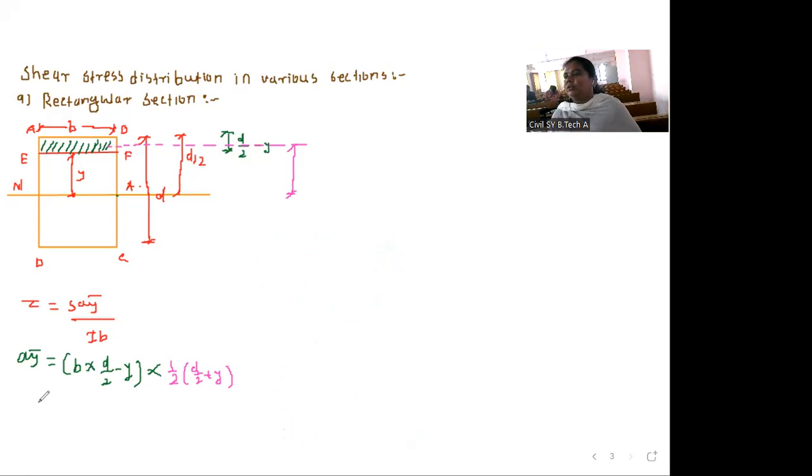How will we calculate it? We will multiply by this. So A y bar is equal to b divided by 2, in bracket, this d into d square. This 1 by 2 we have taken common here. 1 by 2 divided by this 2 into 2, 4. After that, this minus y into plus y, minus y square. Up to this point, anybody having doubt?